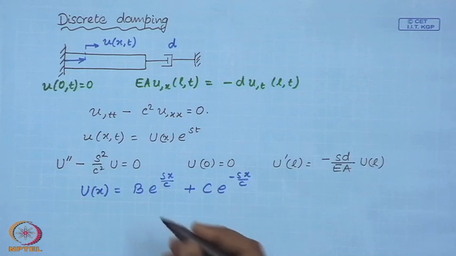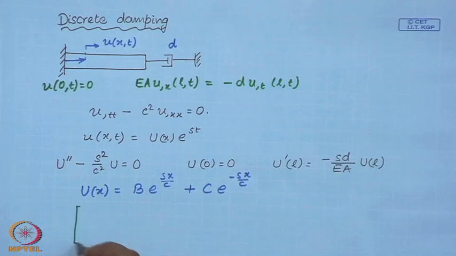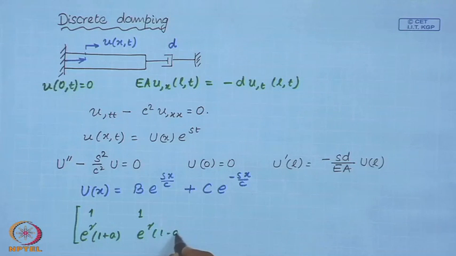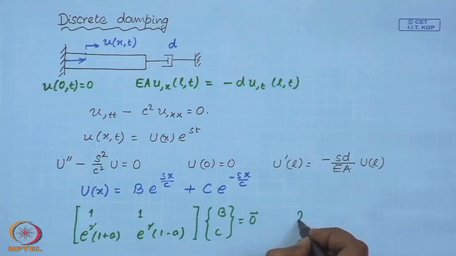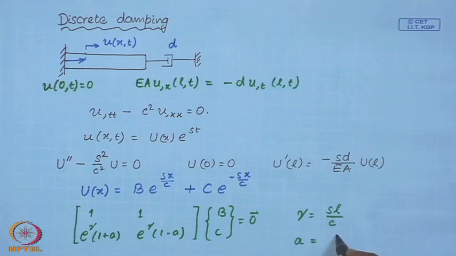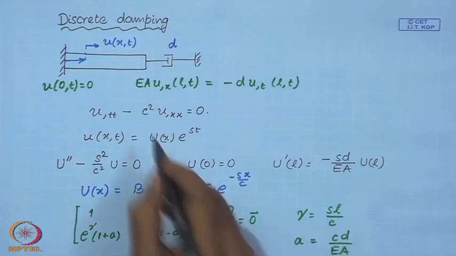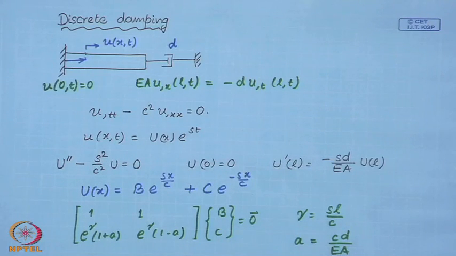And when we use the boundary conditions, these two boundary conditions can be written in this form, where gamma is S times L over C, and this small c is of course the speed of axial waves in the bar.